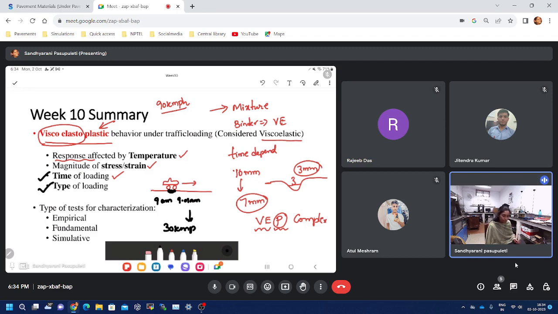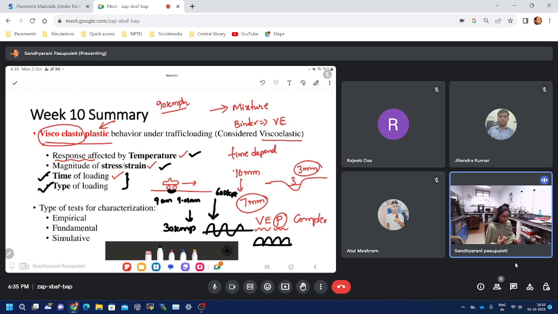And also the type of loading. Let us say if I keep applying 600 kilopascals of constant pressure on the material, the kind of response would be different. In addition, if I apply the loading in a sinusoidal manner, the response would be different. And if I apply the load in a Haversine manner, the response would be different. So the response of the material, in addition to the temperature and stress or strain, also depends upon the time of loading and type of loading.